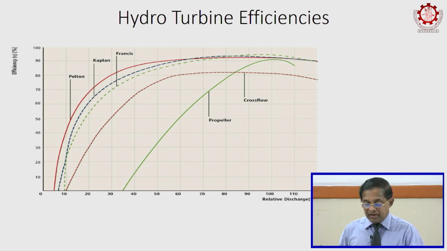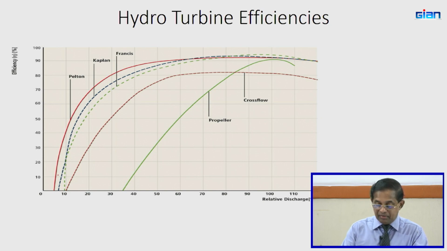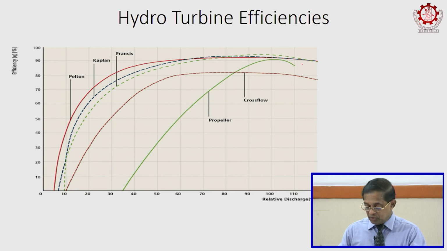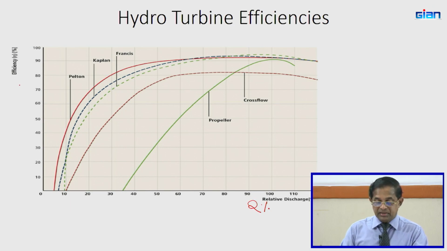Here are some typical efficiency curves of hydro turbines, right? You can see the Pelton has very good part load efficiencies. So, this is the percentage Q, and this is efficiency in percentage. You can see the Pelton turbines have very good efficiencies.